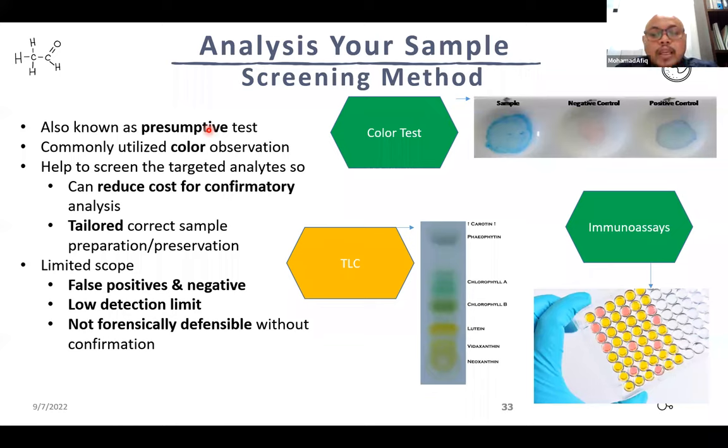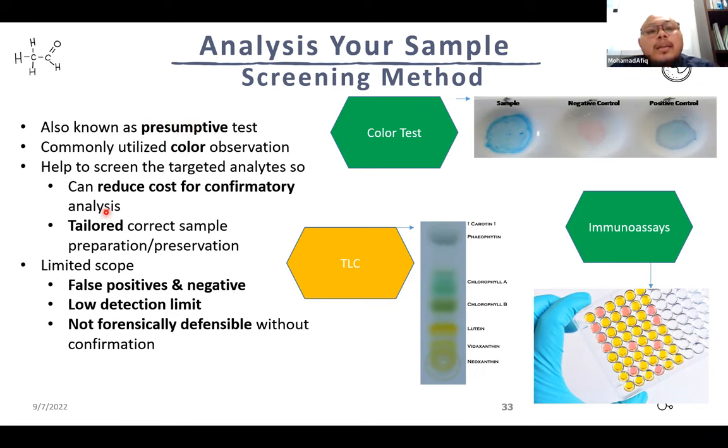Or maybe you just assume it falls under paraquat or diquat kind of pesticide, but you are not really confirming which one. But you can know that there is pesticide over there. So you can assume. That's why it's also known as the presumptive test. It means that we assume it's there or not.